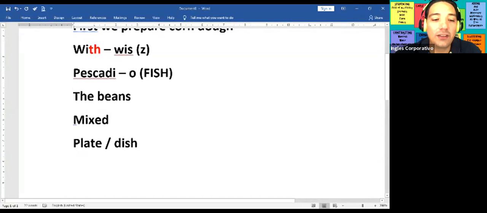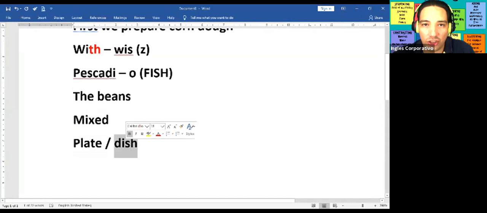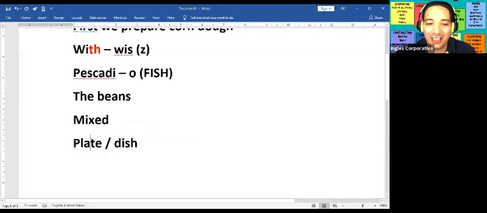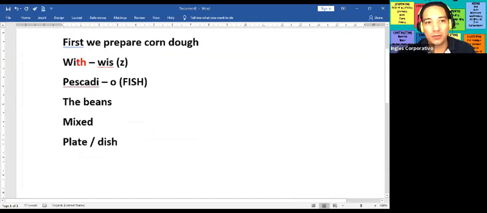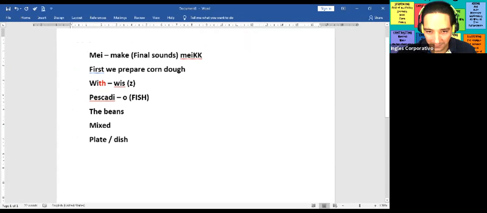Mixed. Ahí, perfecto. Otra manera de decir plate, más común y más aplicable en este contexto, hubiese sido dish. Then we put it on a dish, lo ponemos en un plato, in a dish, plate, dish, okay? That's more normal, más normal. Okay, let's move on. Great job, Kelvin.